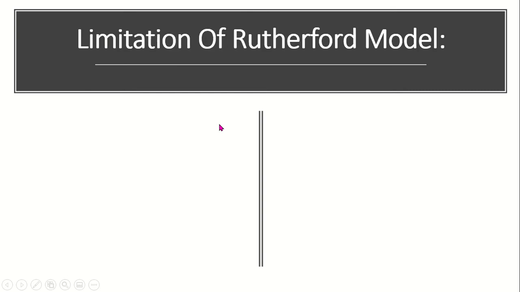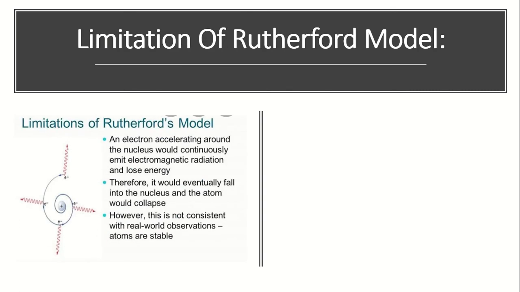Now, limitations of Rutherford's model. There are some limitations in the Rutherford model, and that is, an electron accelerating around the nucleus would continuously emit electromagnetic radiation and lose energy. Look, when an electron moves around the nucleus continuously, it will radiate electromagnetic radiation, and then what will happen? It will lose energy. Therefore, it would eventually fall into the nucleus and the atom would collapse.